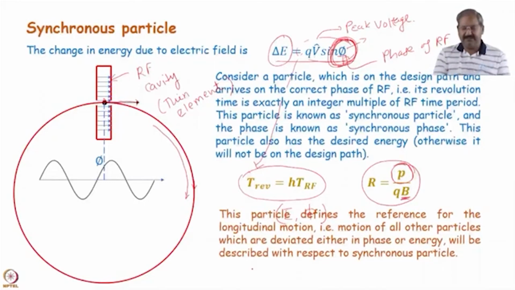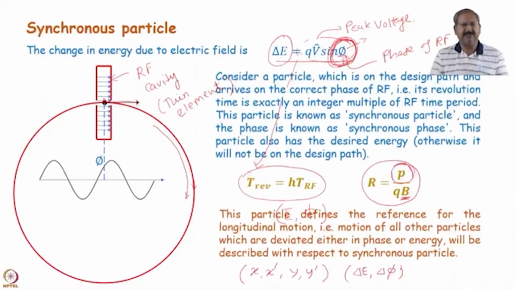So now we have x, x prime, y, y prime. These are the coordinates in the transverse plane, and in the longitudinal plane, delta E means the energy deviation from the synchronous particle, and delta phi is how much the phase is deviated from the synchronous particle. These 6 coordinates make the complete state of the particle.